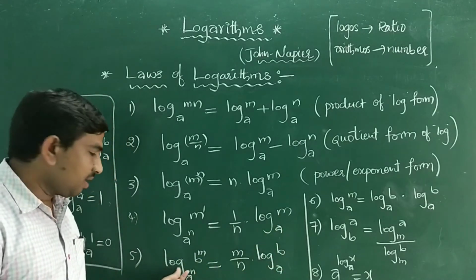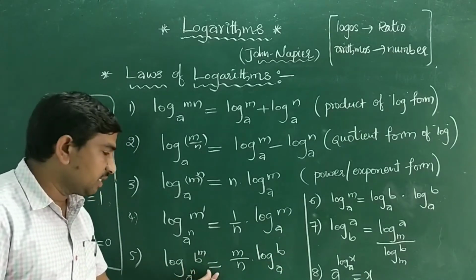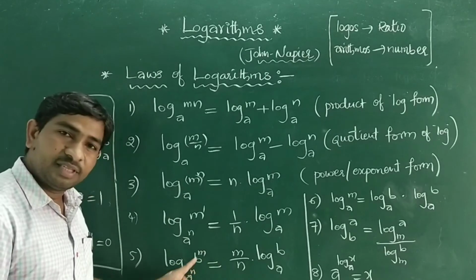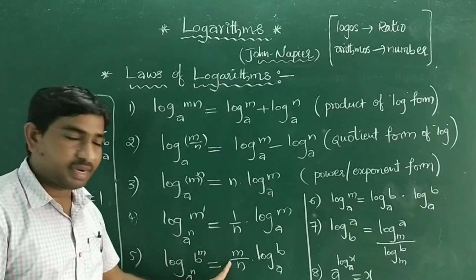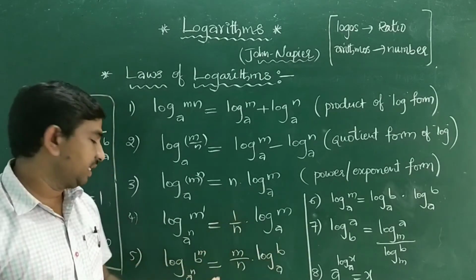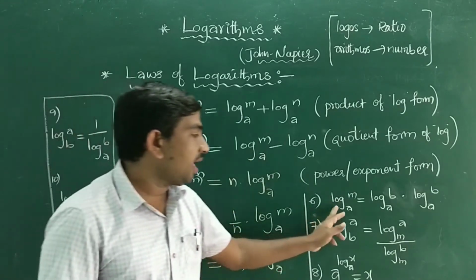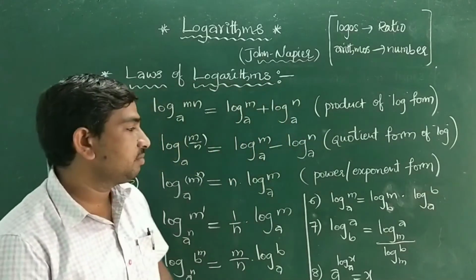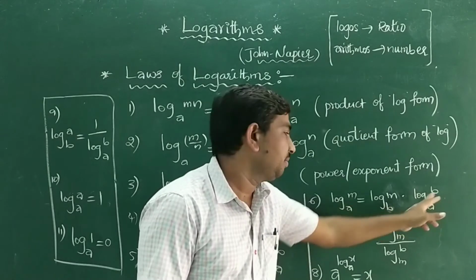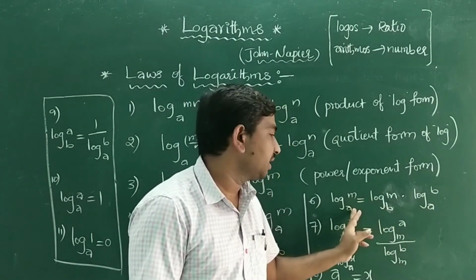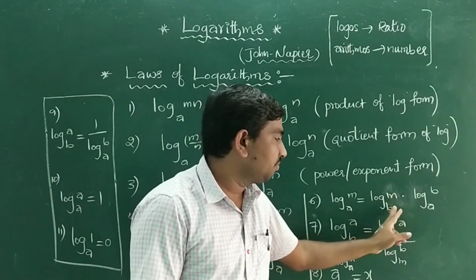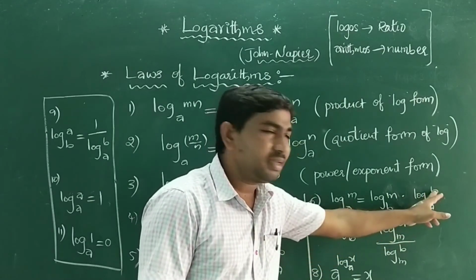And here log b power m base a power n is equal to: these two powers come to the front, m by n into log b base a. And the next, the sixth one, is log m base b into log b base a. B will get cancelled. We can write log m base a.